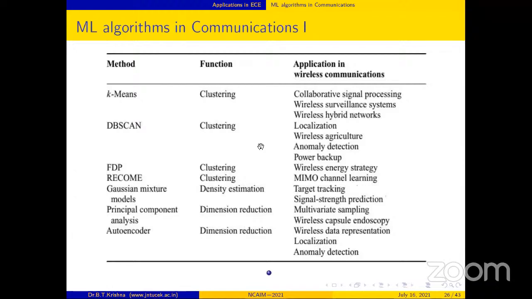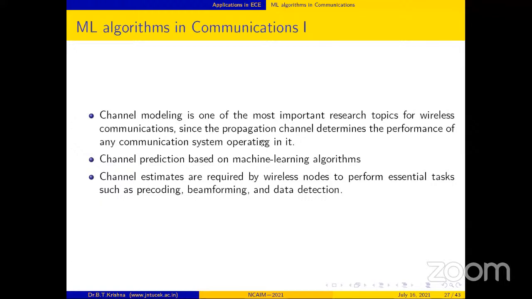If you are interested in mathematics, if you want to do mathematics as well as machine learning techniques, then these are the three areas in which you can apply machine learning algorithms. One is channel modeling, another is channel prediction, and the other is channel estimation. Channel modeling is one of the most important research topics for wireless communications, since the propagation channel determines the performance of communication in it.